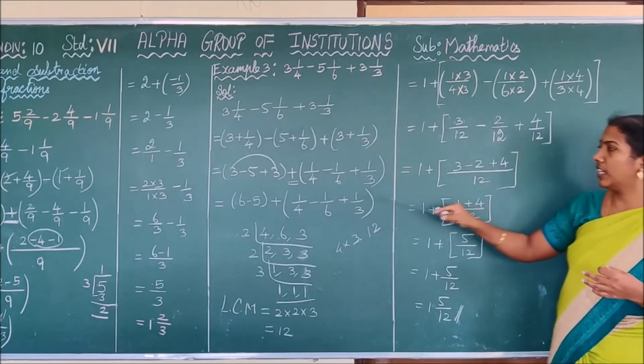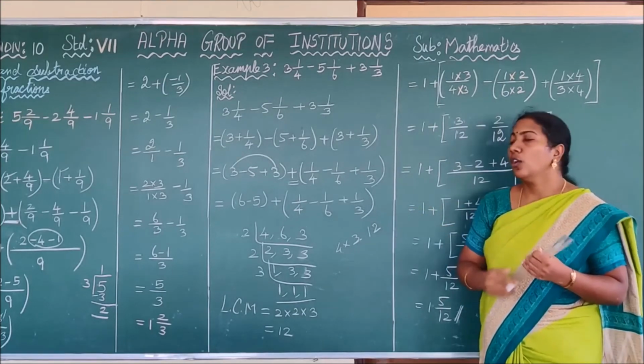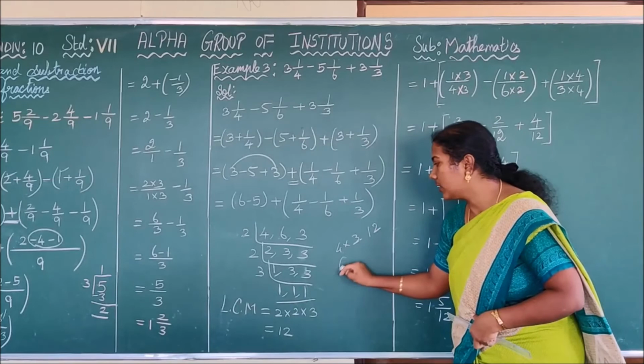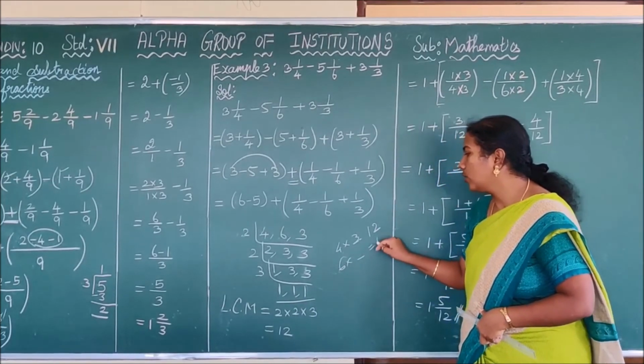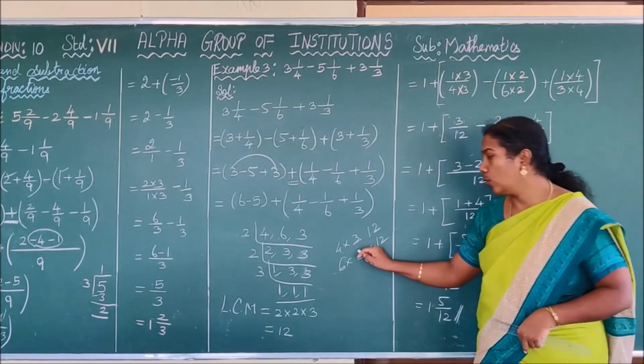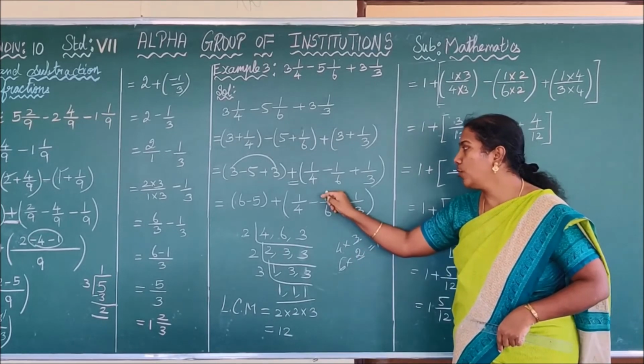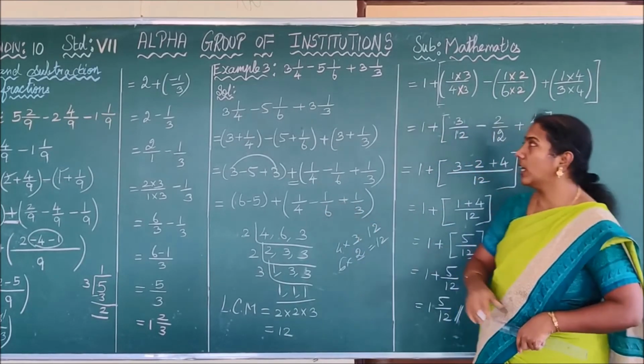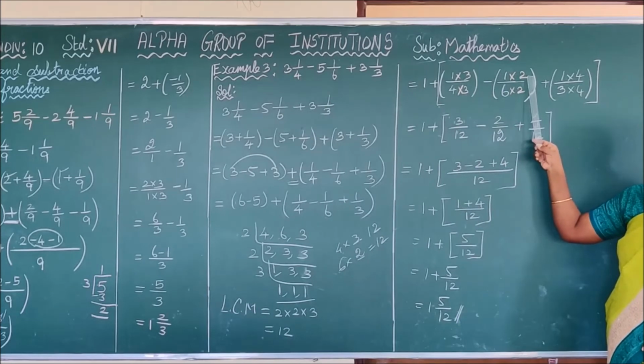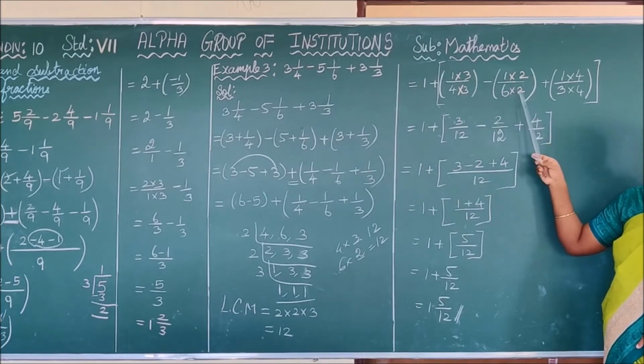Minus, see the next fraction, 1 by 6. What should be the number multiplied with 6 to get 12? Yes, 2. So you have to multiply both the numerator and the denominator by 2: 1 into 2 by 6 into 2. Straight, children.